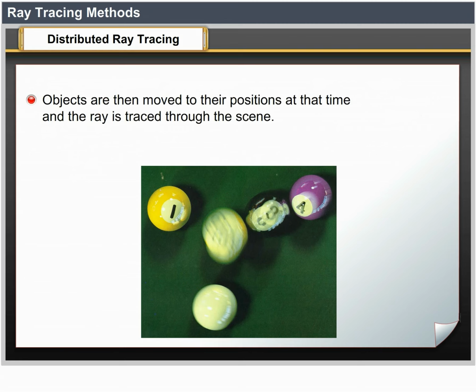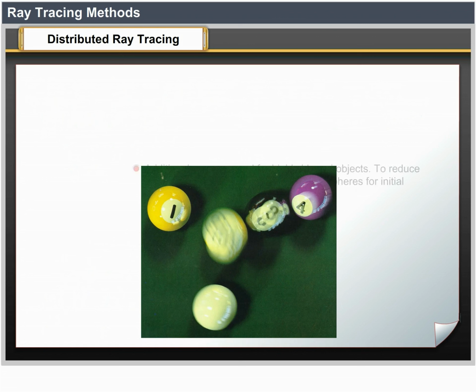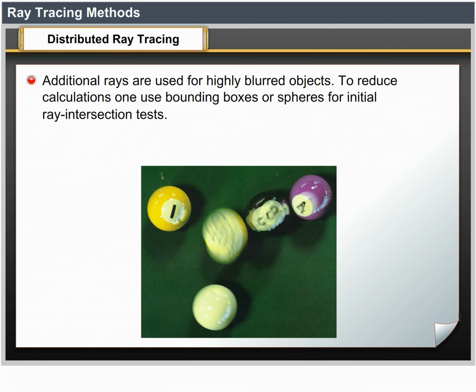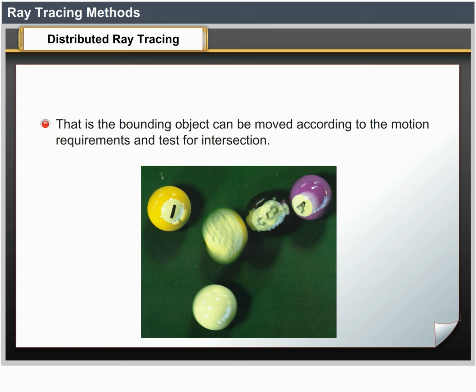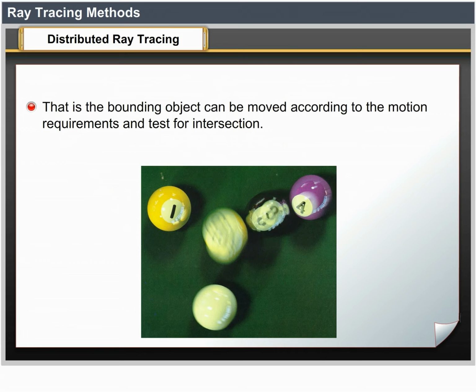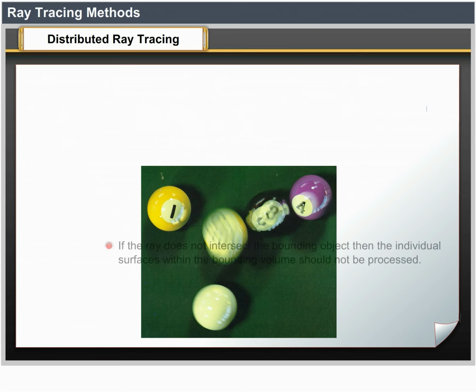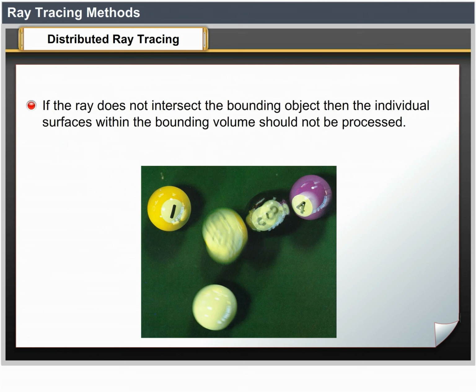Additional rays are used for highly blurred objects. To reduce calculations, we can use bounding boxes or spheres for initial ray intersection tests. That is, we move the bounding object according to the motion requirements and test for intersection. If the ray does not intersect the bounding object, we do not need to process the individual surfaces within the bounding volume.